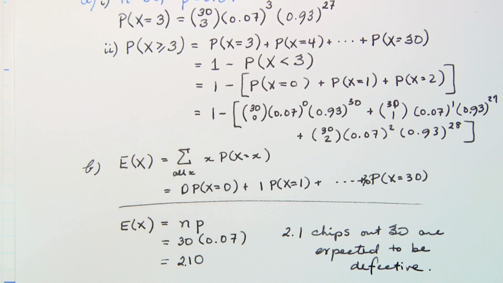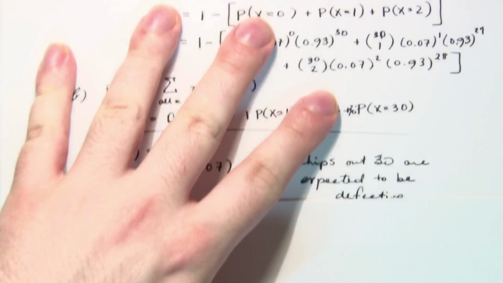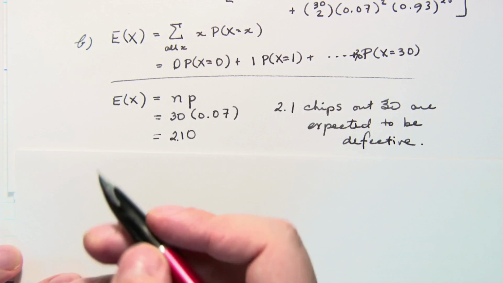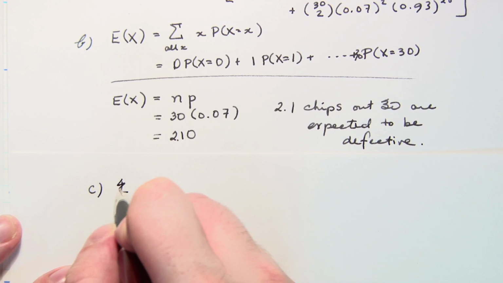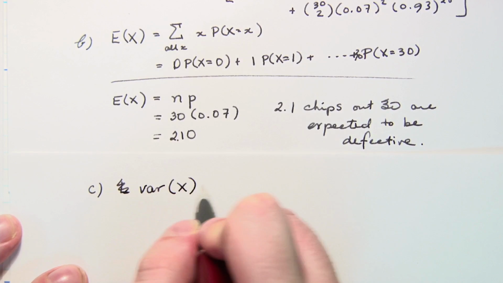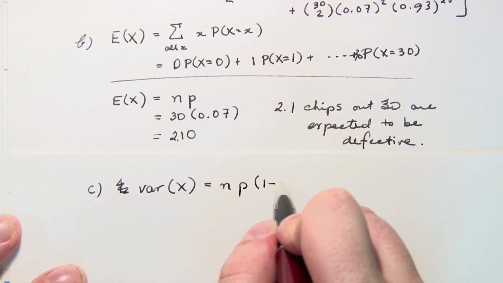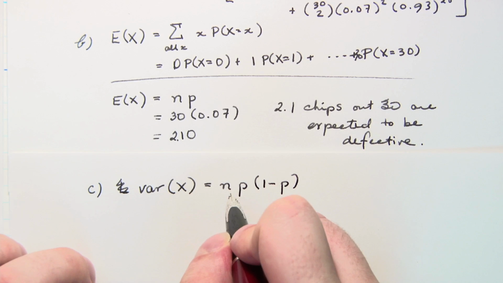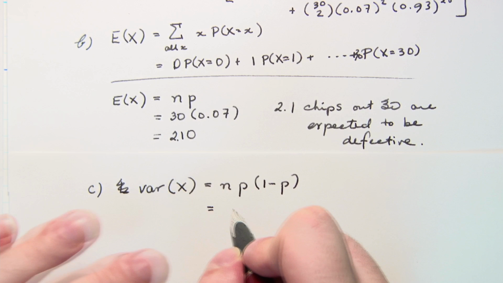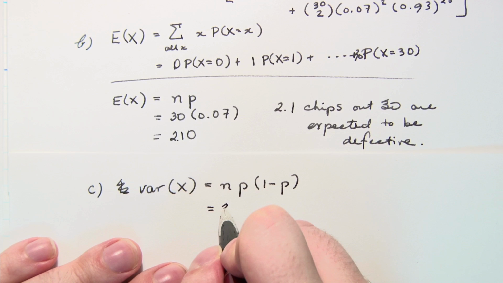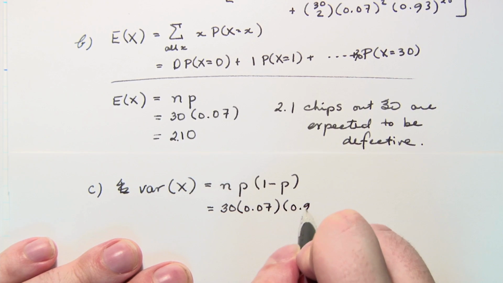Okay, I should also mention that in part C, they ask us what the variance is. And again, instead of doing the calculation for the variance, we have a shortcut. So the variance is n multiplied by p multiplied by the probability of failure. So the number of trials multiplied by the probability of success multiplied by the probability of failure. So I get 30 multiplied by 0.07 multiplied by 0.93.